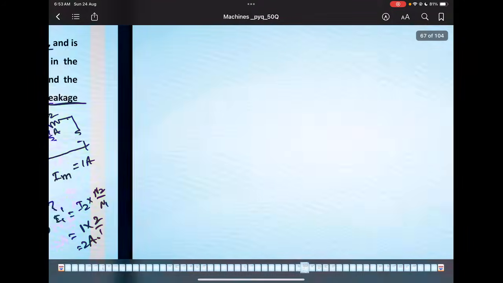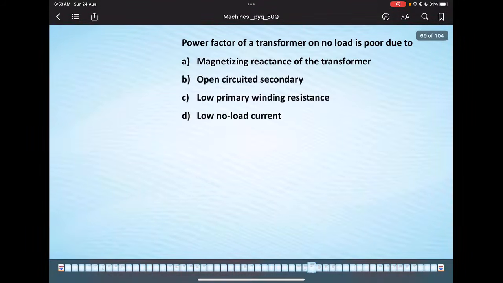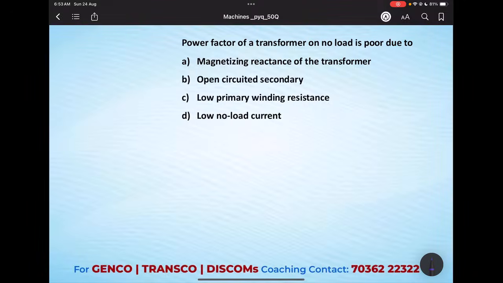Is it clear? Okay, we will move on to the next question. The next question is about the power factor of a transformer on no load being poor due to what. This question we already explained just now. Purely due to, because again we will see the phasor diagram.